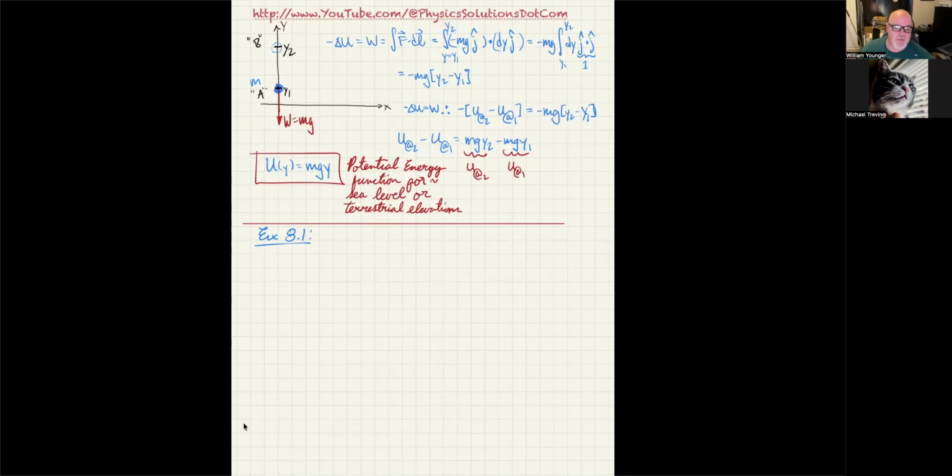So example 8.1, it says potential energy changes for a roller coaster. A 1,000 kilogram roller coaster car moves from point 1 to point 2 and then to point 3. A: What is the gravitational potential energy at points 2 and 3 relative to point 1? That is, take y equals 0 at point 1. B: What is the change in potential energy when the car goes from point 2 to point 3? In other words, we want to calculate delta U at that point. And then part C: repeat parts A and B, but take the reference point y equals 0 to be at point 3. So let me write down what we know, and then I'll draw a diagram, and that should help you.